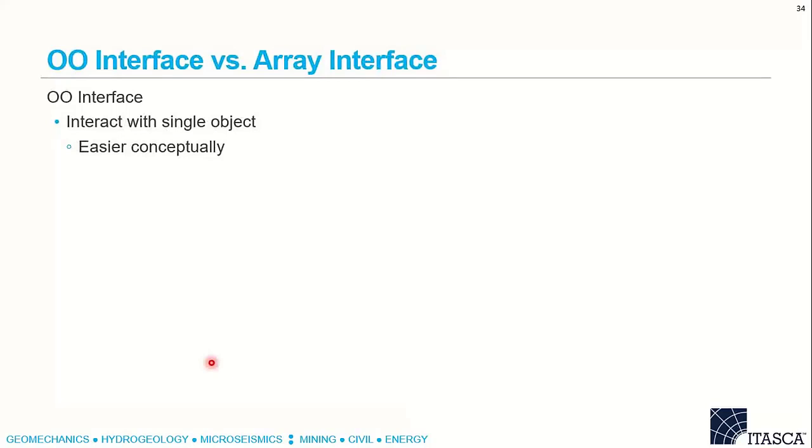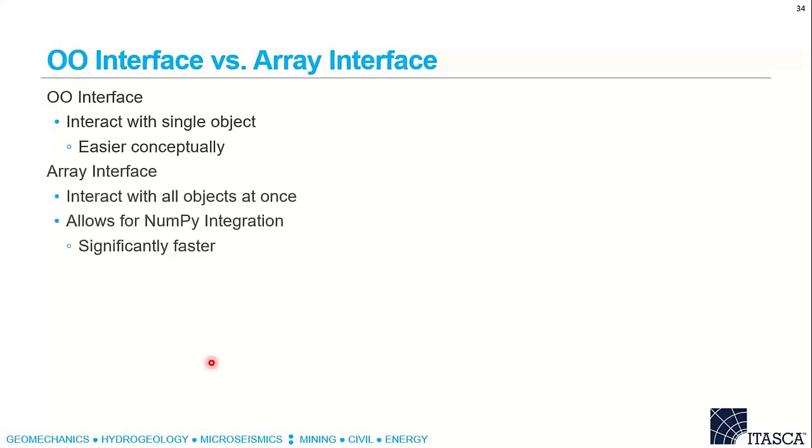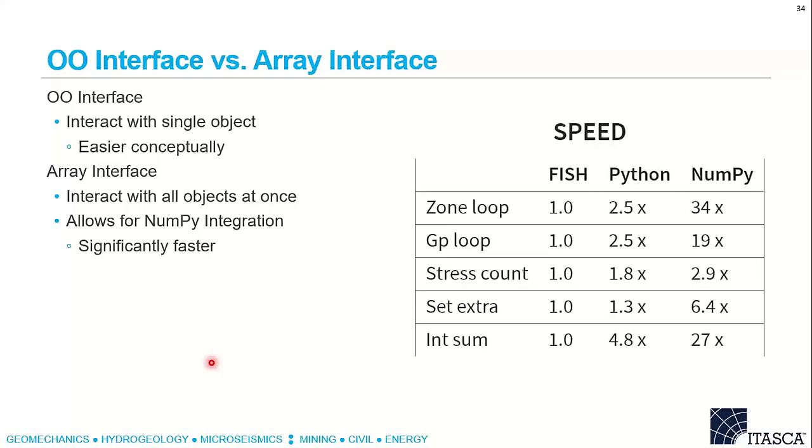Now, while the object-oriented interface is easier conceptually, the array interface allows for NumPy integration, which allows for significantly faster and more efficient code. So if we go back to those speeds we were looking at before, these Python and NumPy speeds, you can also think of them as the differences between the object-oriented interface speeds and the array interface speeds.